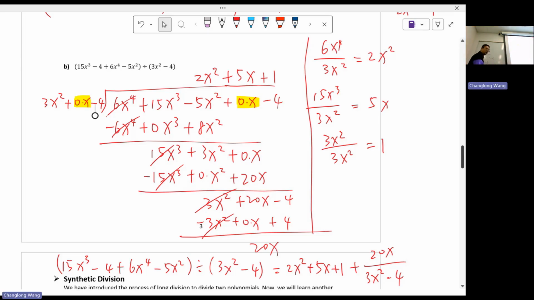So now, this is what I'm saying. Check. So let's say the second row, right? Without flipping the sign, you get 6x to the fourth plus 0x to the third minus 8x squared, right? And the top is 6x to the fourth plus 15x to the third minus 5x squared. So without flipping the signs, you subtract the second row from the first row, right? So you subtract them, they cancel. 15 minus 0, 15x squared.